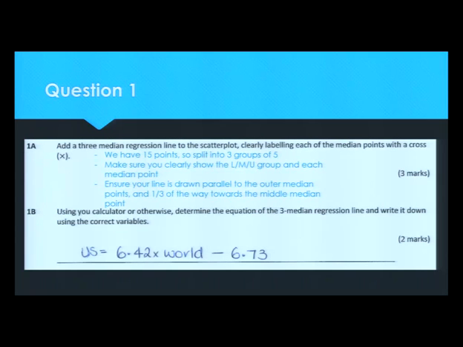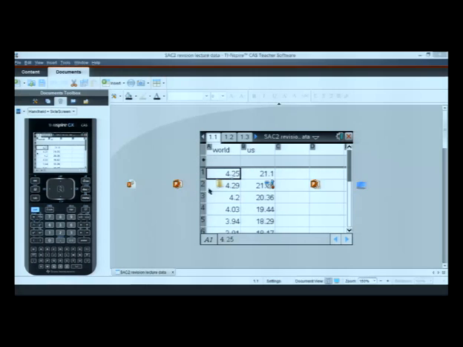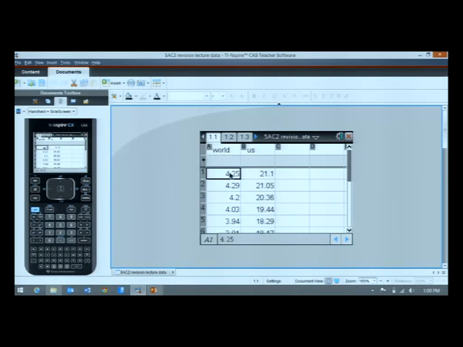The second question then asks you to use your calculator or otherwise. If we tell you to use your calculator, that is a pretty big hint that you need to use your calculator to do this correctly.